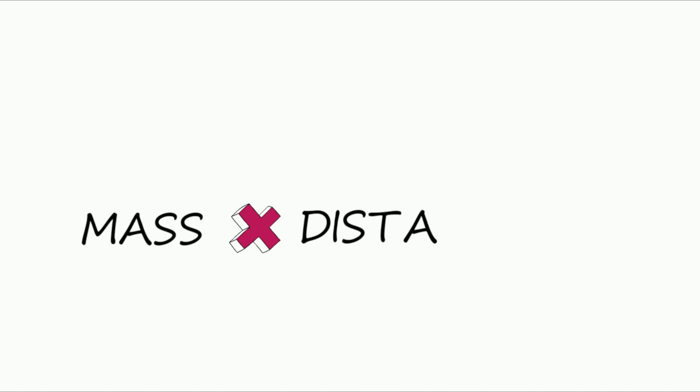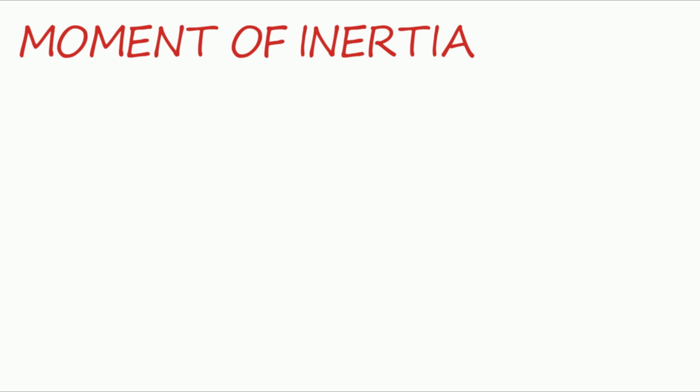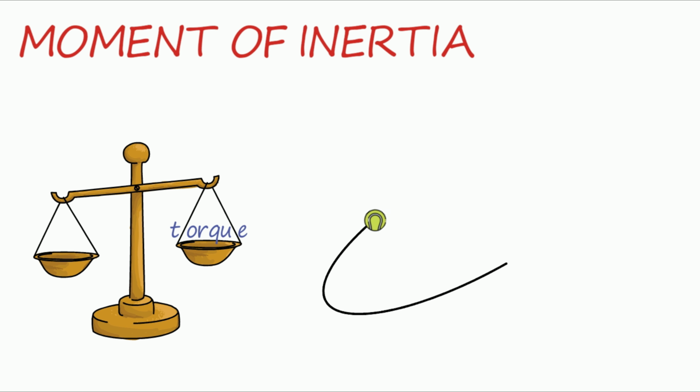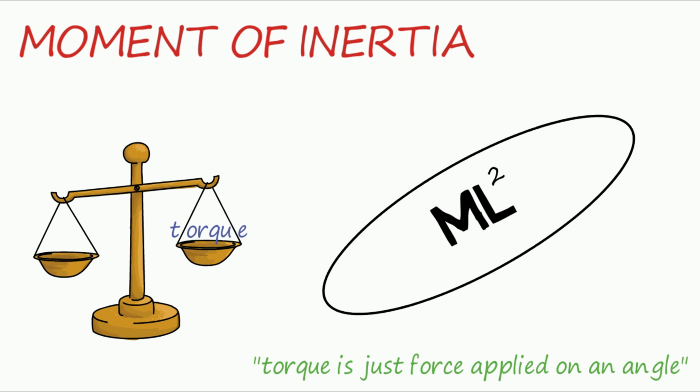Now the expression is mass times distance squared. But what can we measure using kilogram meter squared? Well, moment of inertia helps you to measure how much torque, which is the amount of force you would have to apply before the body starts to move. Meaning the greater the M times R squared, the greater torque you would need in order to accelerate the body or a particle around the axis.